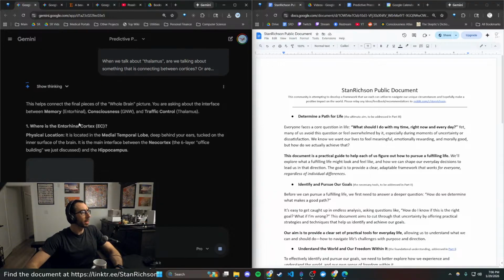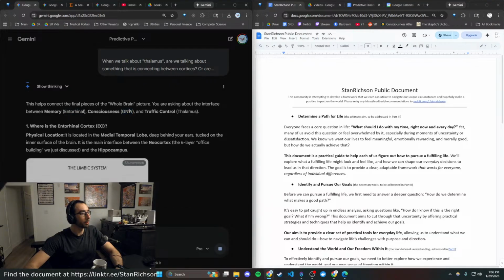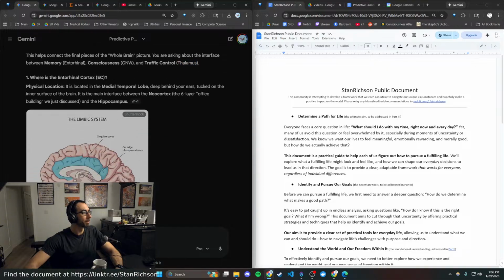All right, this helps connect the final pieces of the whole brain picture. You were asking about the interface between memory, entorhinal, consciousness, global neuronal workspace, and traffic control, thalamus. Where is the entorhinal cortex? Physical location: is it located in the medial temporal lobe?